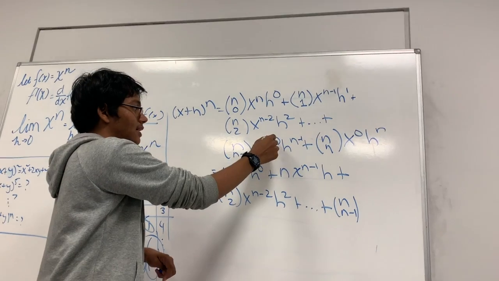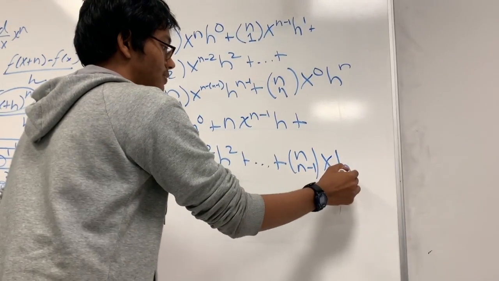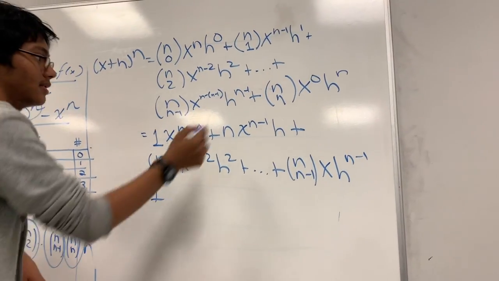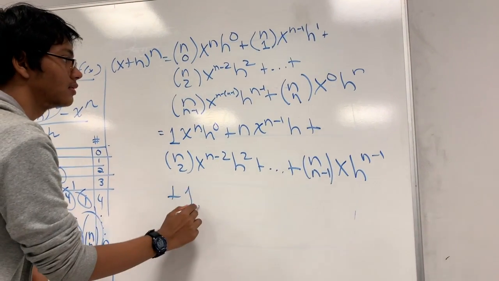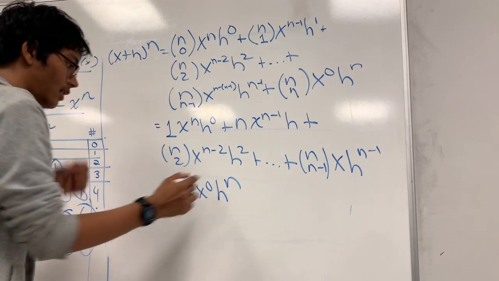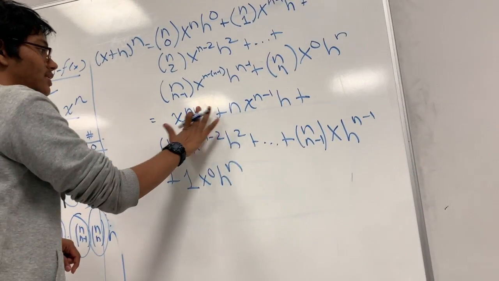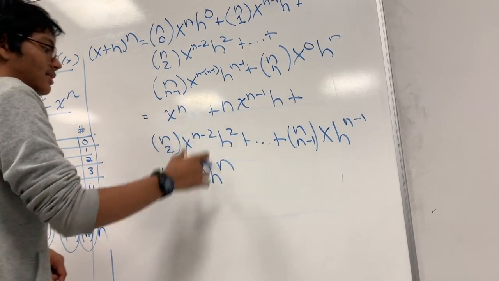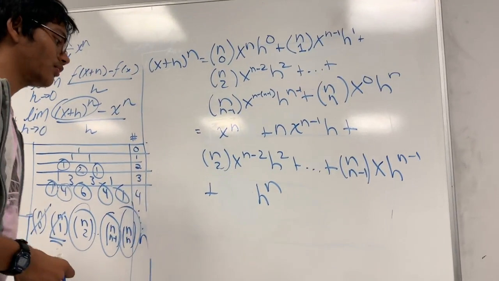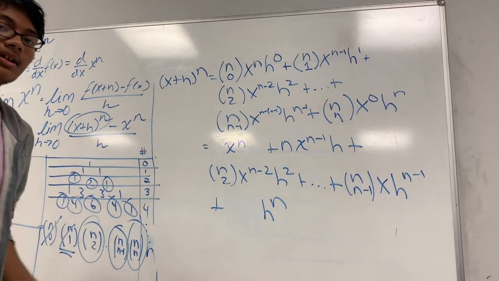N minus 1 is just going to be 1. And n times x times h to the n minus 1, plus n choose n is just 1, x to the 0, h to the n. We're almost done. Let's simplify it even more. Let's just take out these ones. And that's the rest of the simplification really. And we're done simplifying and expanding x plus h to the n.